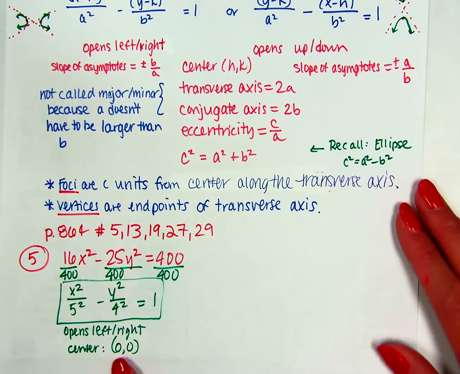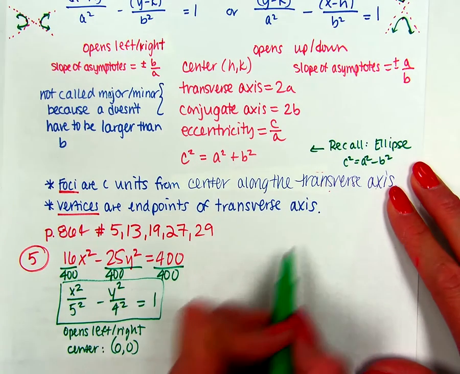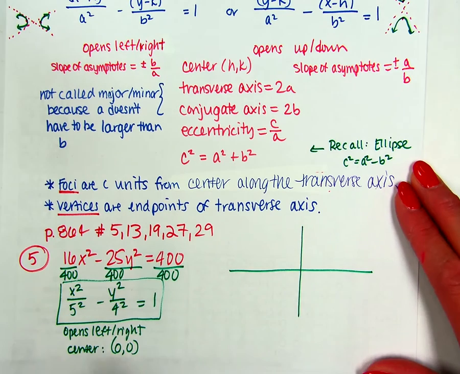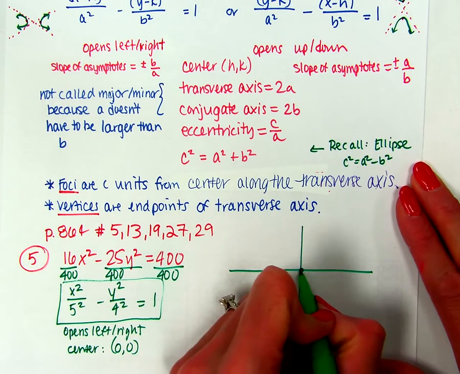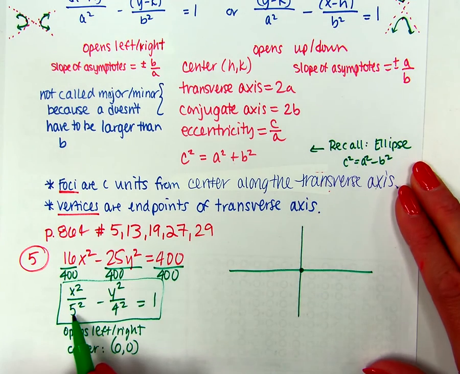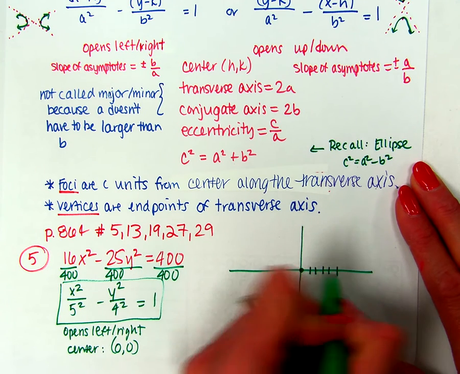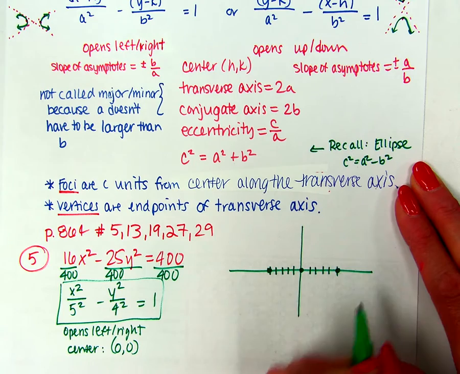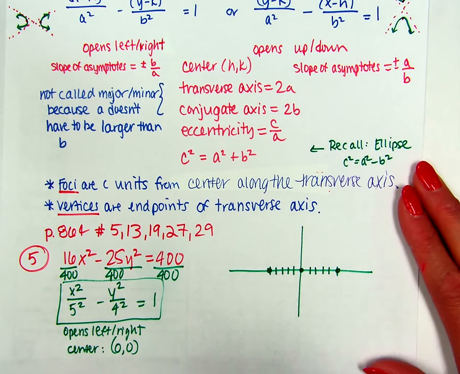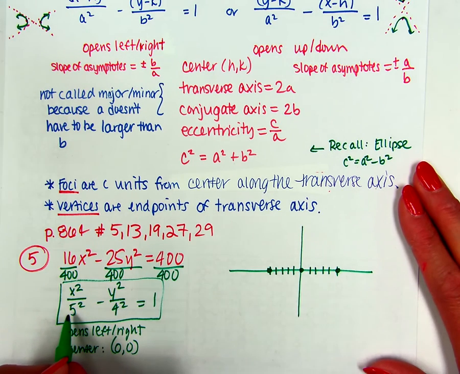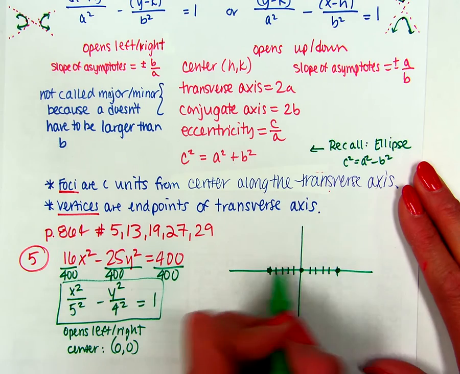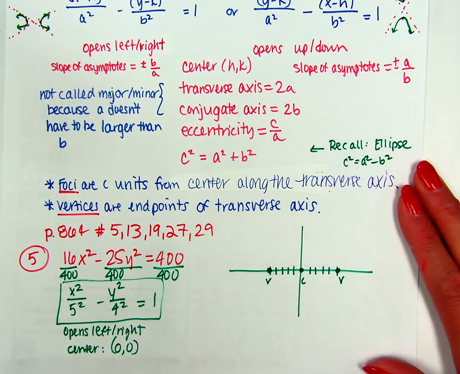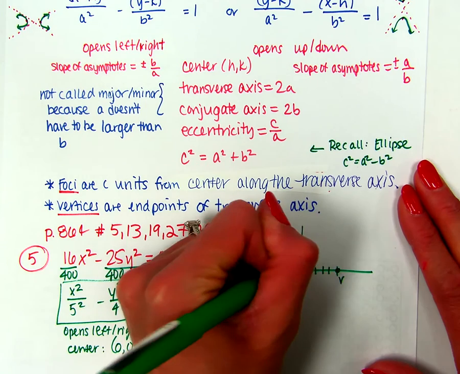All right, so I'm going to graph this, and I think it's easy to graph first and then answer the questions later. So I'm going to start at 0, 0. I'm going to go this much in the x direction. So 5 units left and right. Now, because this came first, this is the endpoint of my transverse axis, right? So this is my vertex, this is my center, this is another vertex. I'm going to go up and down 4.